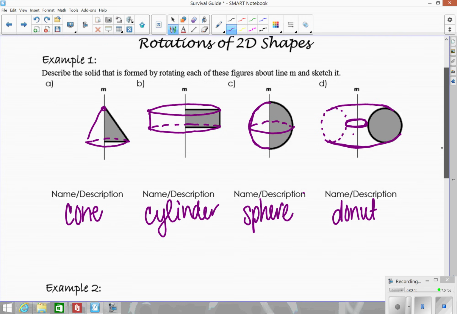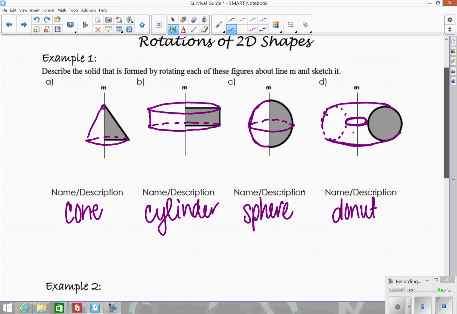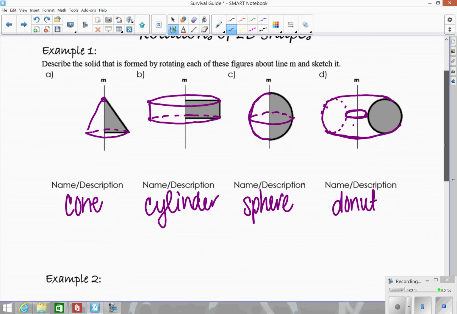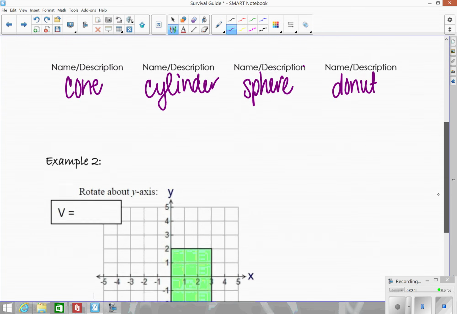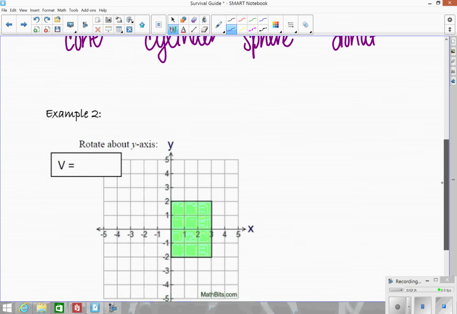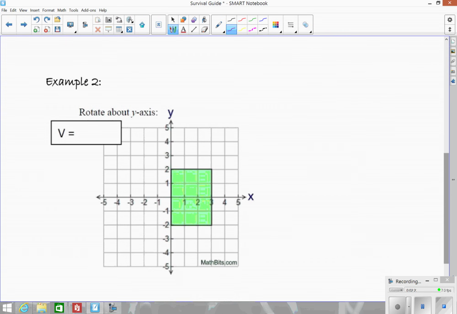And then for this next section here, example 2, now you're actually asked to find the volume. So if I'm looking at this, the first thing you want to do is look at what happens if I were to rotate this. Pay attention to what you're rotating around though. I'm rotating around the y-axis. So since I'm rotating around the y-axis, this rectangle is going to come up and over to this other side.